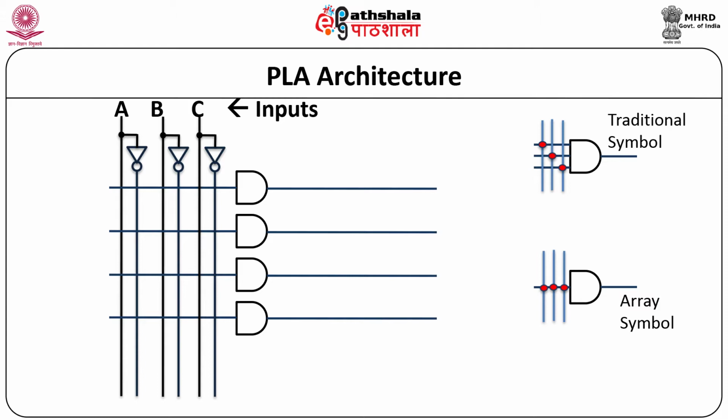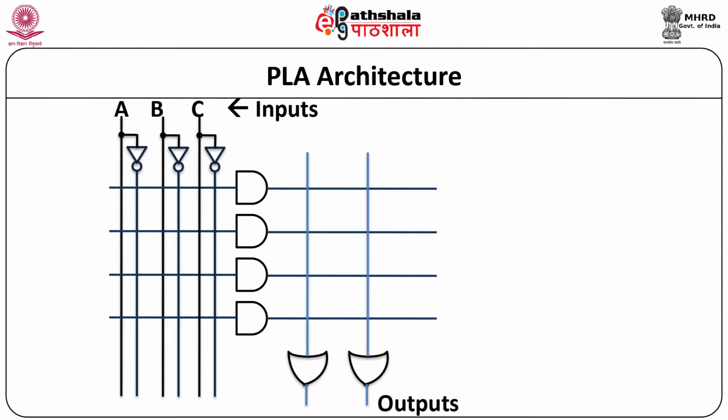Each AND gate is shown with a single input line and single output line. Further, the second array of OR gates is shown with single input and output. Both AND gates and OR gates form a two-dimensional array to generate the desired SOP form. The product terms are generated at the output of each AND gate. Presence of a crosslink indicates the connection and absence of a crosslink indicates no connection.